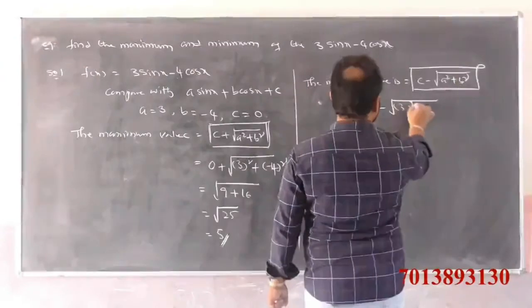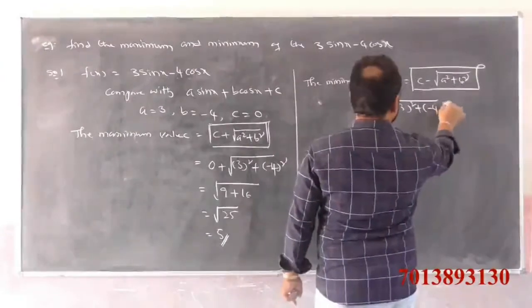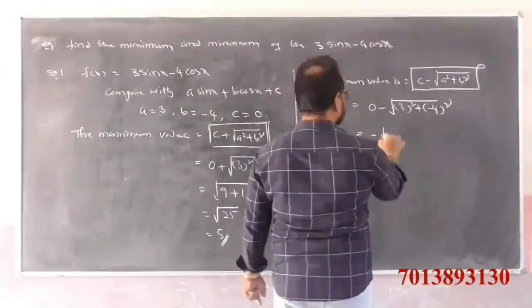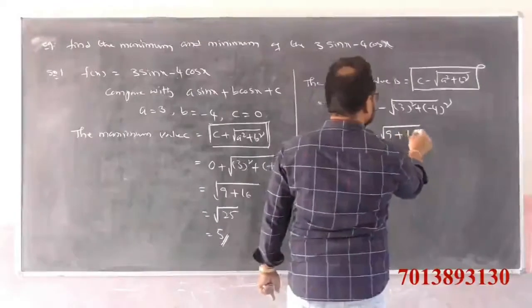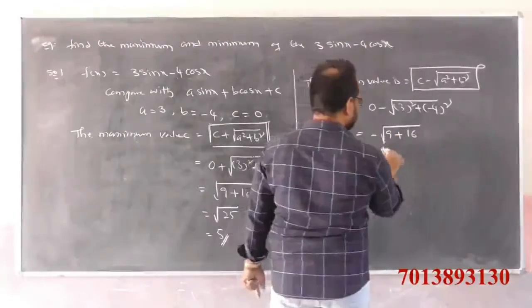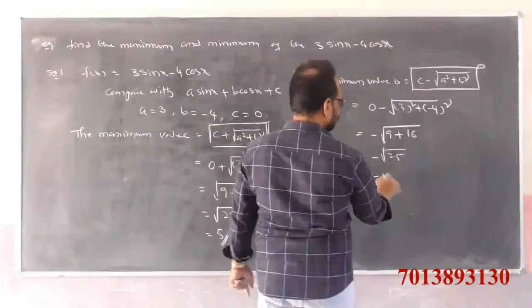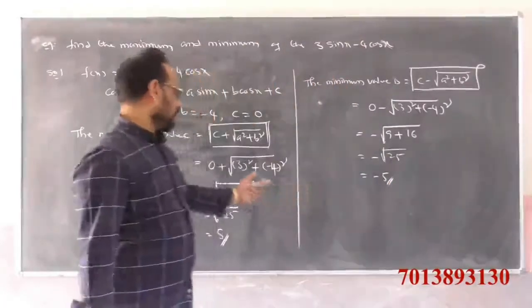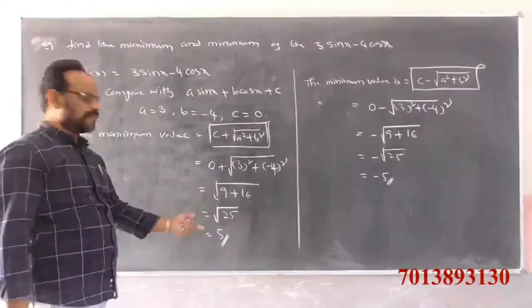Here again, minus times the square root of 3 squared plus b squared, that is, minus 4 squared. That is minus the square root of 9 plus 16, which equals minus the square root of 25, which equals minus 5. What is the minimum value? It is minus 5 and the maximum value is 5.